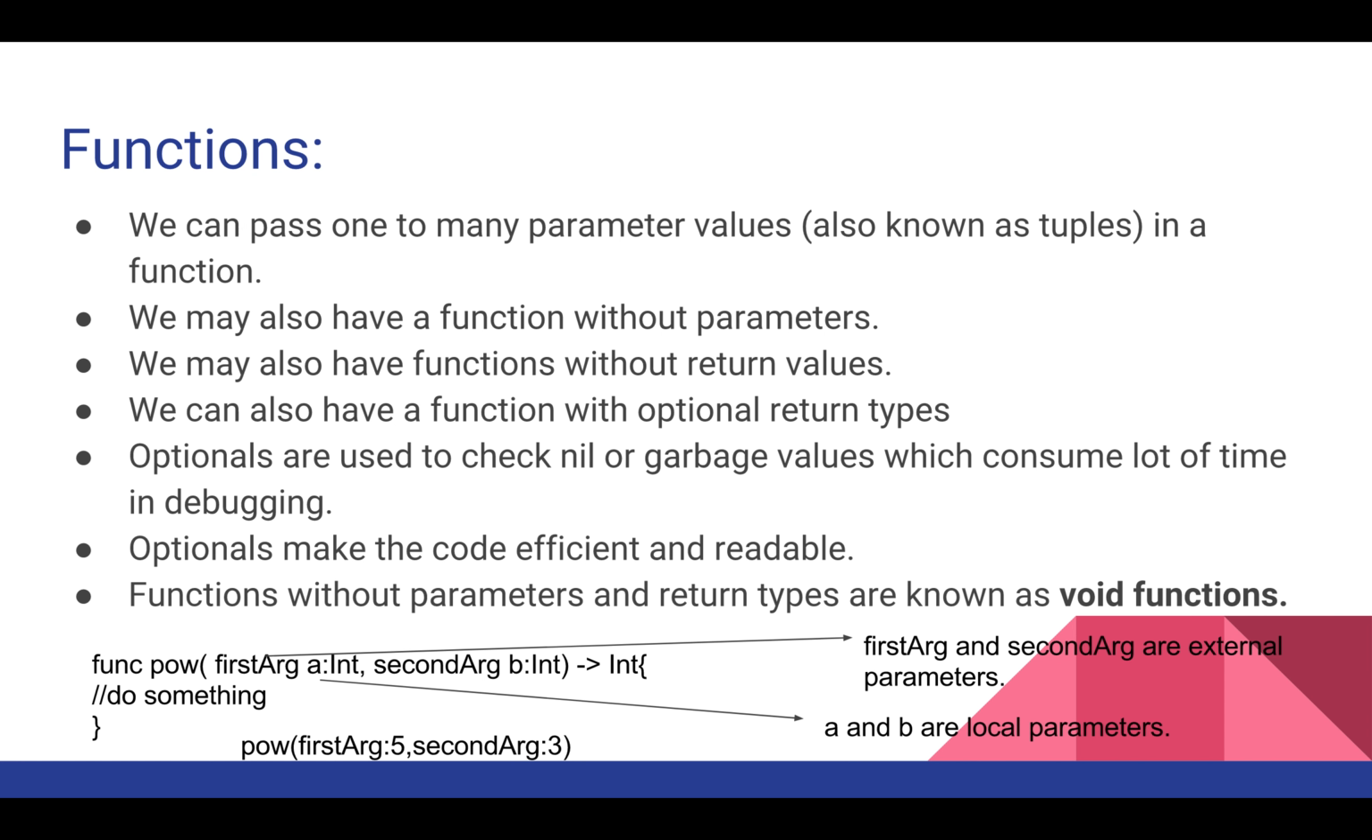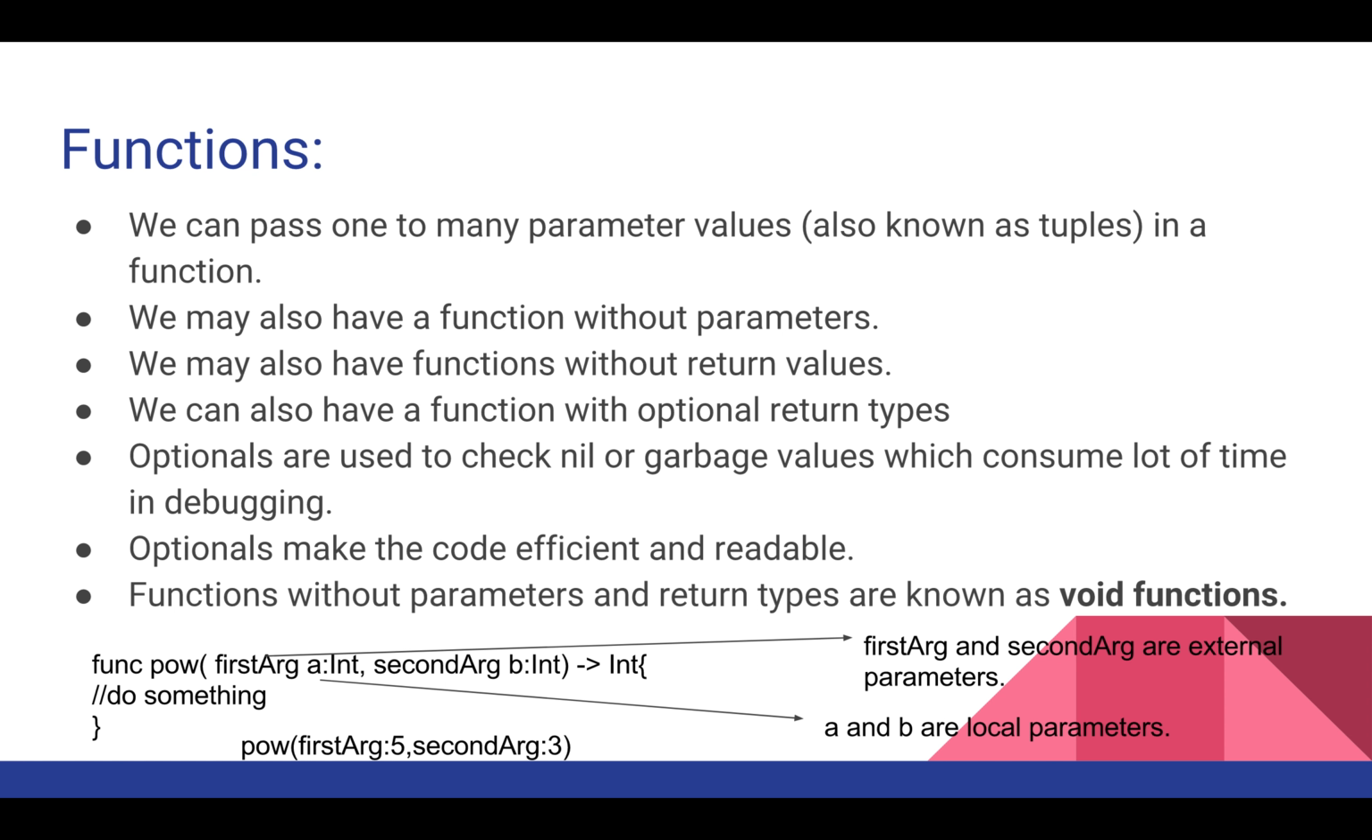Swift provides flexible function parameters and return values. Thus, functions in Swift may take several forms. A function is accessed by passing its parameter values to the body of the function. We can pass single to multiple parameter values as tuples inside the function. We may also have functions without any parameters. Functions can also return string, integer, and float values as return types.